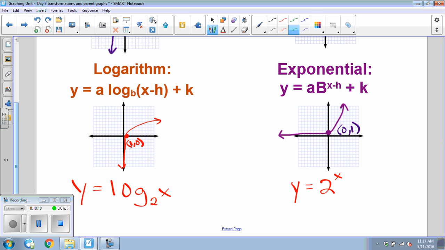So if I gave you a big complicated function, 1/2 times log base 2 of (x minus 3) plus 5, and I say, what's the parent graph? It's log base 2 of x. You see log, it's just log whatever the base is of x. Okay? You strip it all down, but you leave your base the same. Okay?